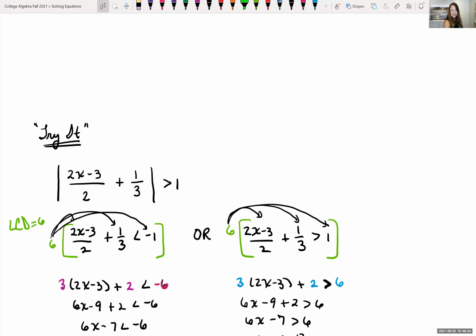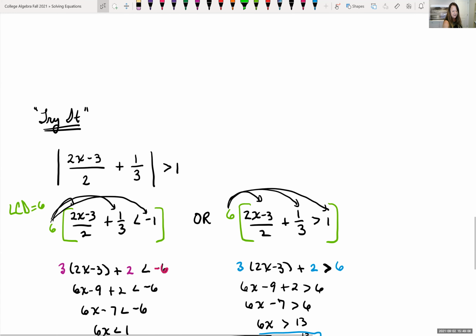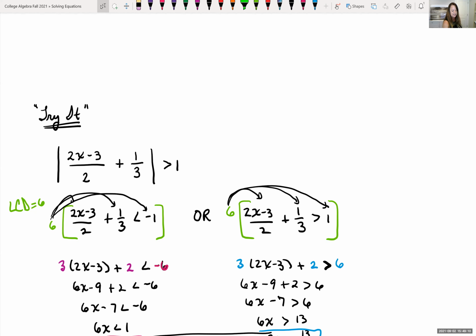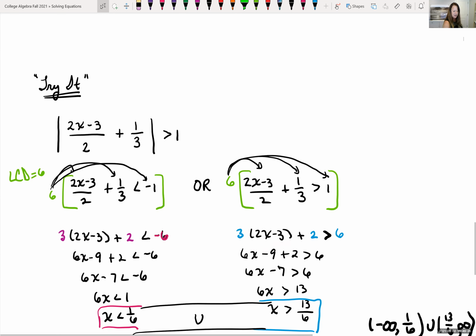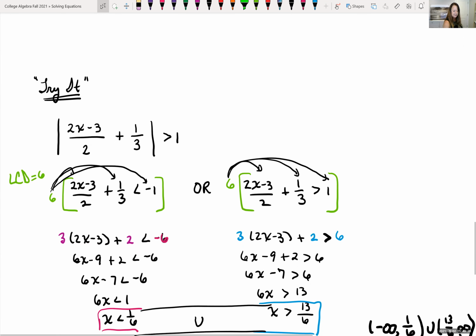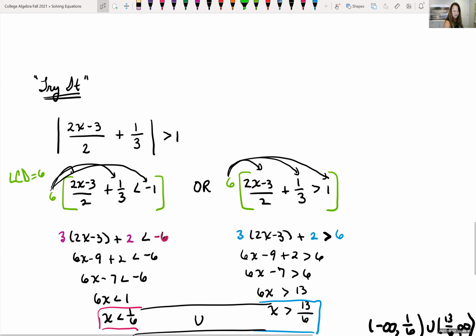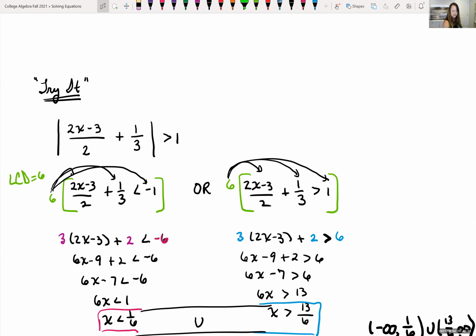So we need to add 7 to both sides to get the term of x by itself. So if you add 7 to -6, you get 1. So 6x is less than 1. And if we add 7 to +6, we get 13. So we get 6x is greater than 13. Divide each inequality by 6. It's a positive number, so inequalities stay the same direction. So we get x is less than 1/6 and x is greater than 13/6.